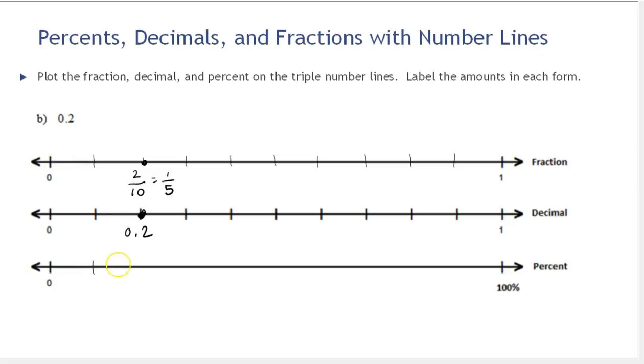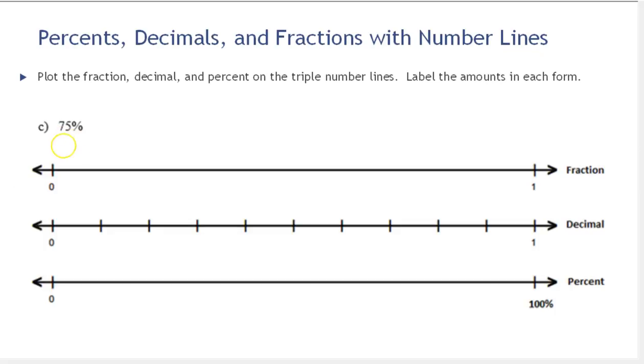Okay. In terms of percents, if I break this into 10 equal pieces, each tick mark is 10%. So we have 10%, 20%, 30%, and so on. 40, 50, 60, all percents. And 0.2 aligns with 20%. Let's look at one last one.